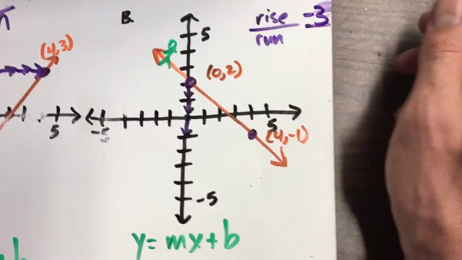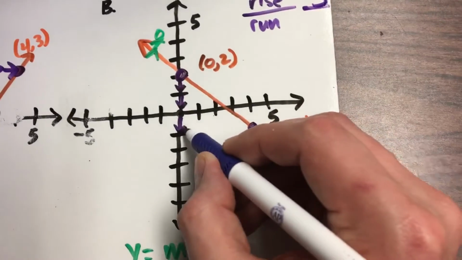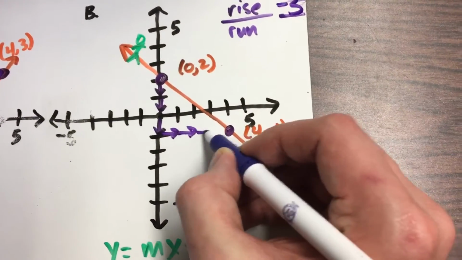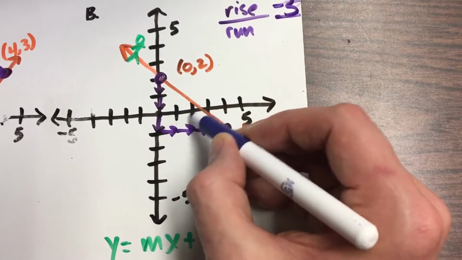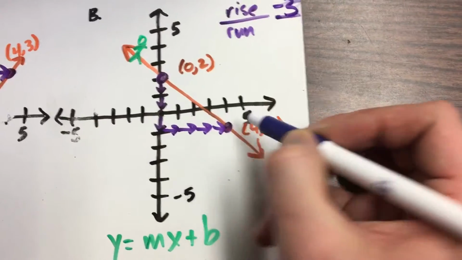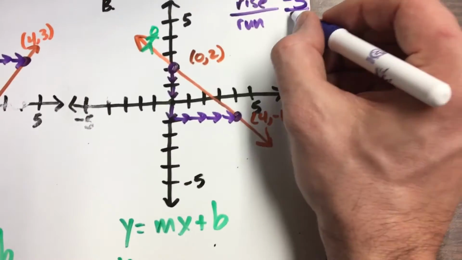Down 3. And now we're going to go over 1, 2, 3, 4. You see how I'm using this? This is my guide right here. 1, 2, 3, 4. Right? Down 3, 4 to the right.